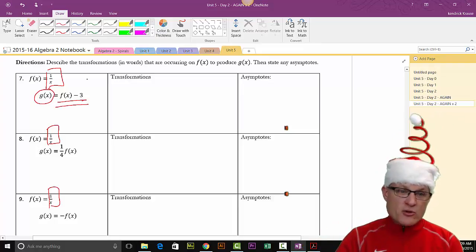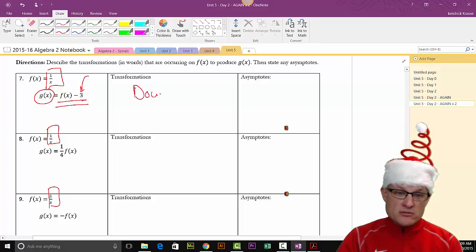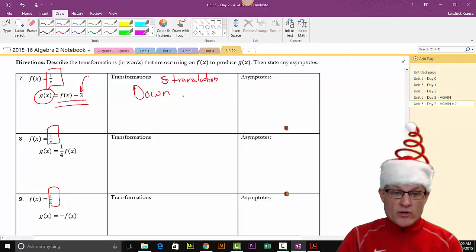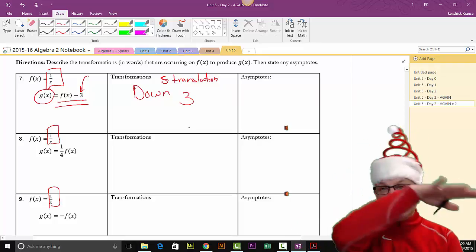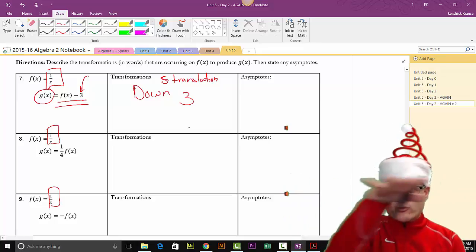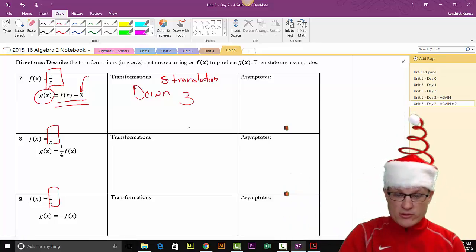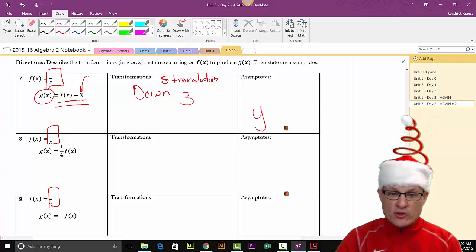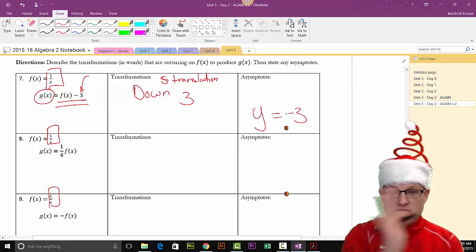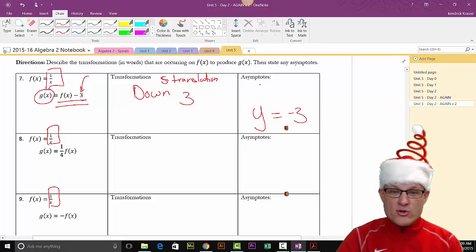So, since we're adding or subtracting outside of the parentheses, this is a shift down, or a translation down 3. If it's going down 3, my horizontal asymptote was 0, it goes down 3, so my new horizontal asymptote will be y equals negative 3. But since it didn't move left or right, my vertical asymptote is not going to change.